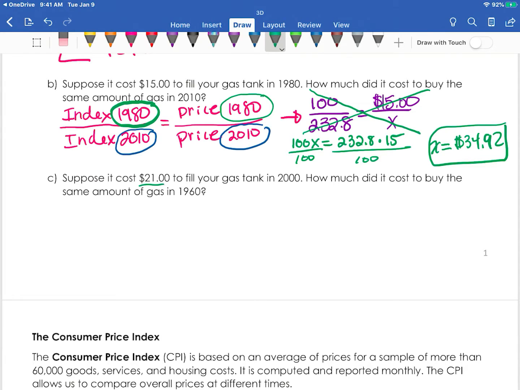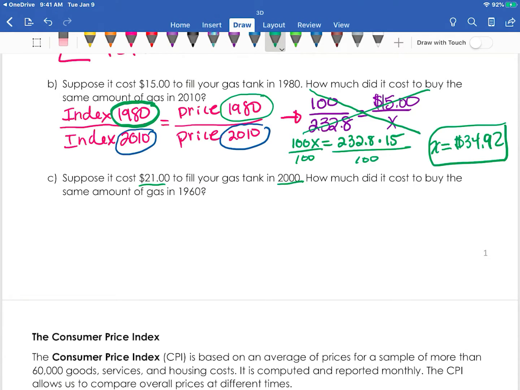We're given $21 in 2000. We know the price has gone up over time. So when I find the answer for the same amount of gas in 1960, and it comes out to be more than $21, I know I made a mistake because it should be going down. In 2000 versus 1960, it should be less. So always make sure that your answer makes sense with the problem. That way you can catch some mistakes.